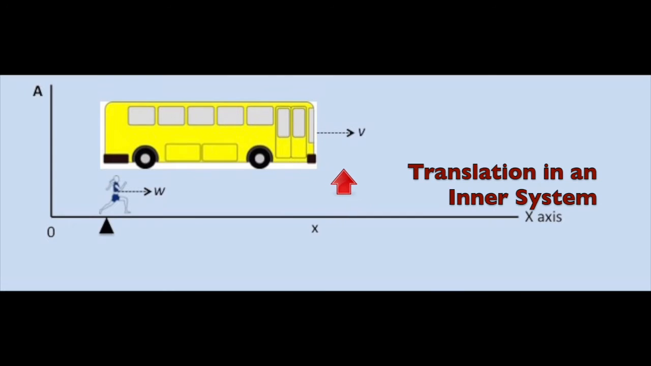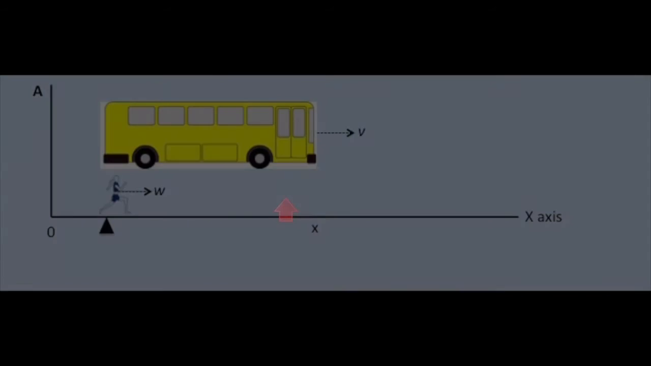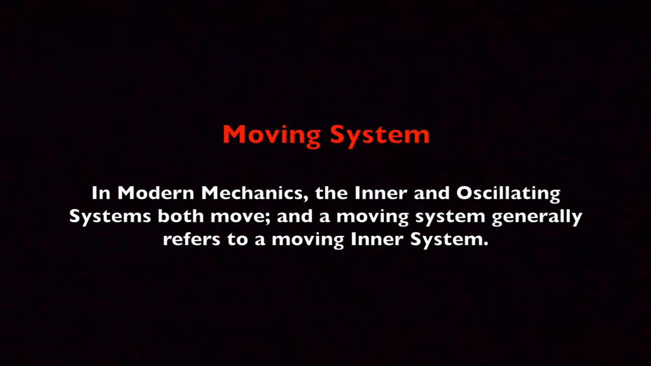One note on terminology. In modern mechanics, both the inner system and the oscillating system can move. So technically, both can be referred to as a moving system. However, to show how modern mechanics is related to these other models, I will use the term moving system to mean moving inner system.